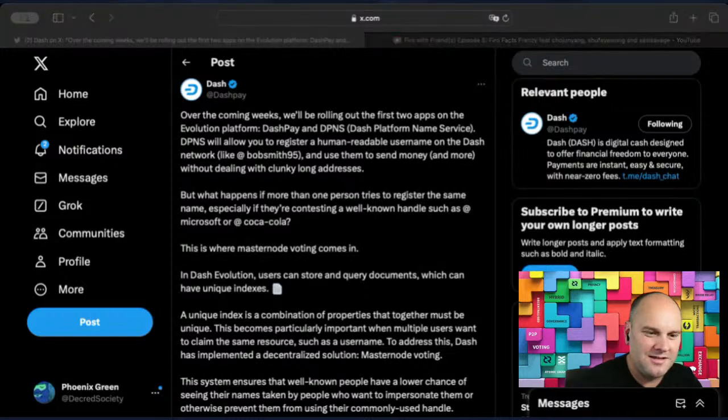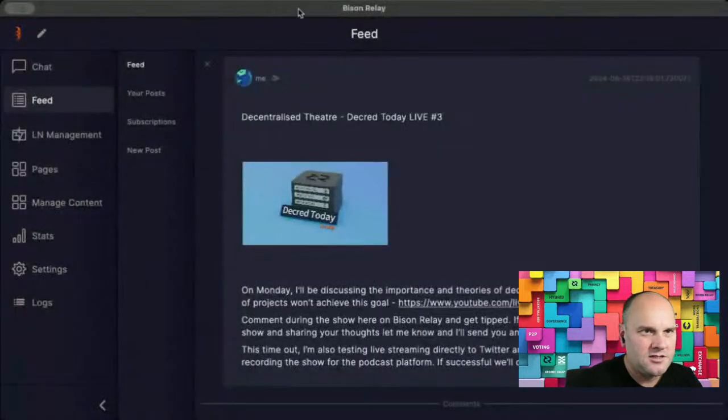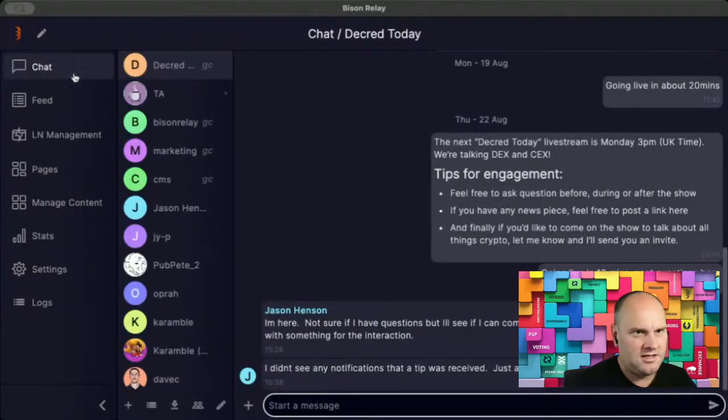I'll come back. Sorry, this is a bit rubbish, because I'd really like to put both screens on at the same time, but I can't do it. But if I go back to Bison Relay, and we just highlight what I'm saying here. So their first thing is usernames.